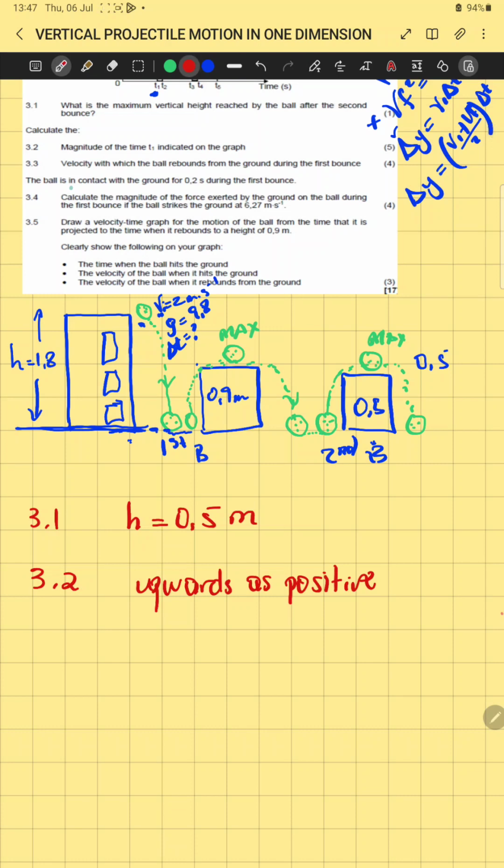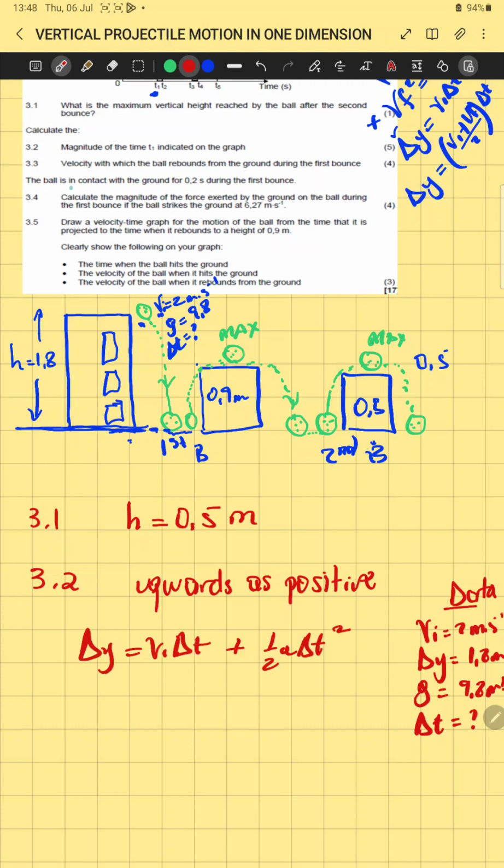Okay, so yeah, that means you first have to write down the data, just to collect the information that has been given. So we have initial velocity, which is 2 meters per second, and we have a height, which is 1.8 meters, and we have g, which is 9.8 meters per second squared. And then we are looking for time, which is t, we don't know. And then we said we're going to use the third equation, delta y. Yes, this is the equation that we're going to use.